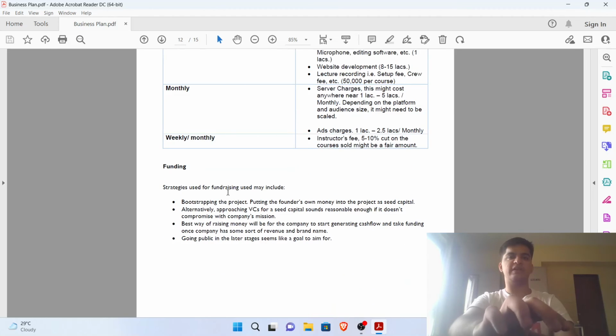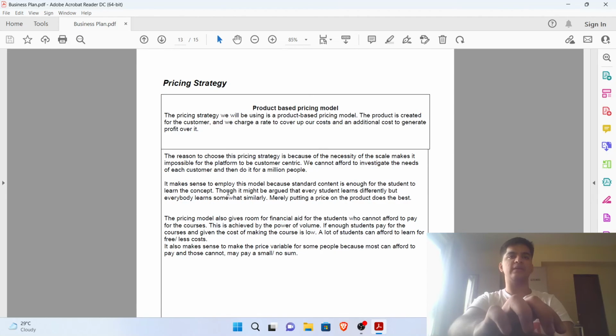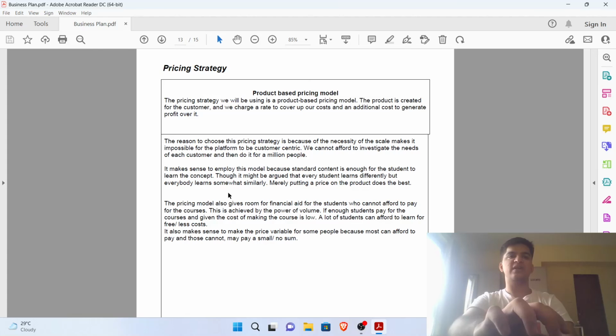And next up, I discuss expenses, which have been divided into three phases, that is one-time expense, monthly expense, and weekly expenses. And then there's pricing strategy. The pricing strategy for our business is going to be very simple.